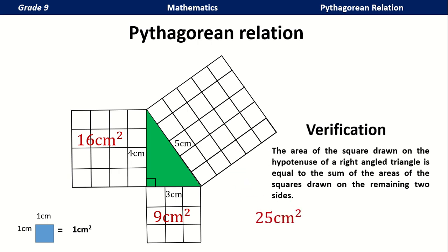So let's say it again. The square drawn on the hypotenuse, it means 25 square centimeters, equals the sum of the areas drawn on the other two sides. The sum of the areas drawn on the other two sides equals the area of the square drawn on the hypotenuse.